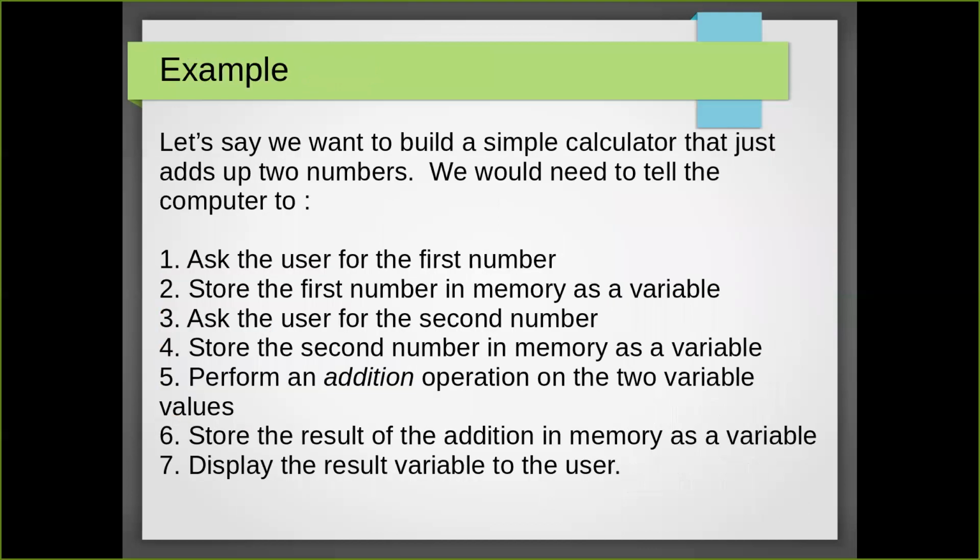So let's say we wanted to build a really simple program that was a simple calculator that just adds up two numbers. In programming, what we would need to do is to first of all tell the computer to ask the user for the first number. Then we would store that number in memory as a variable. Then we would ask the user for the second number, and then we would store that second number in memory as a variable. Now we've got those two numbers stored in memory, in variables, what we can do is perform an addition operation on the two variable values. So we can say, I've got a variable called first number and a variable called second number. I can tell it add first number to second number. Then we can store the result of that calculation as a variable, and then we display the result variable to the user. So really simple example, but that just takes you through the kind of process you need to be thinking about whenever you're doing any programming.